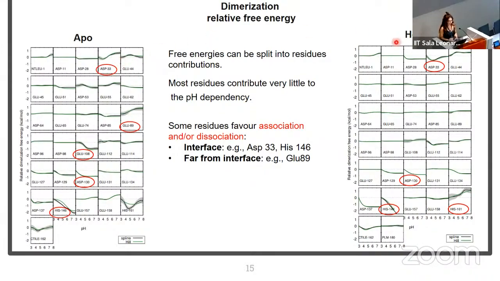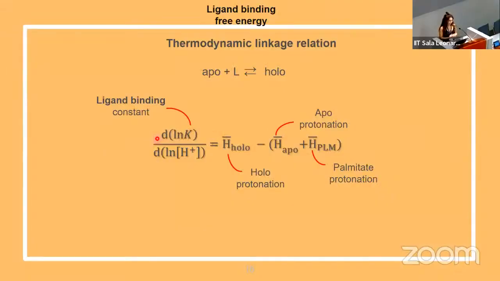I have selected some of them, and we can see, for example, that in the interface we have some residues that contribute as is expected in the dimer interface, for example this aspartic acid and this histidine. And we also have some residues that contribute but are farther away from the interface, as is the case of this glutamate 89, the one that, as I told you before, is associated with this gating mechanism called the TAN4 transition.